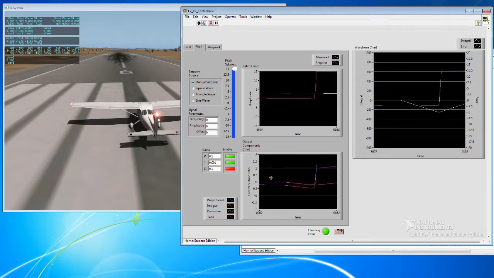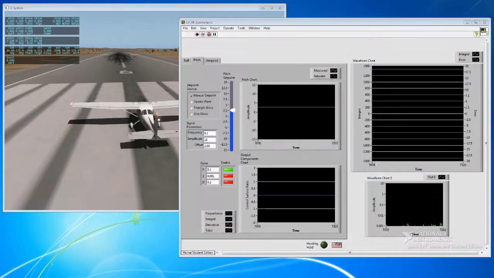What we'll find though is that if we have a large error, the integral will still increase at exactly the same rate as before. So I've just switched back to our previous system to demonstrate what the existing behavior was. I've configured this to input a triangle wave in pitch, and we're going to watch how the integral follows that triangle wave. So this is our triangle wave.